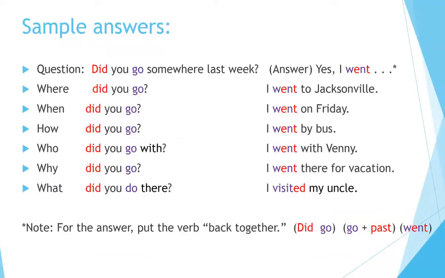Sample answers. Question: did you go somewhere last week? Answer: yes, I went to Florida. Where did you go? I went to Jacksonville. When did you go? I went on Friday. How did you go? I went by bus. Who did you go with? I went with Denny. Why did you go? I went there for vacation. What did you do there? I visited my uncle.